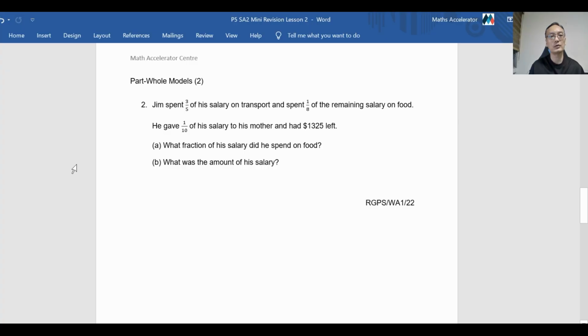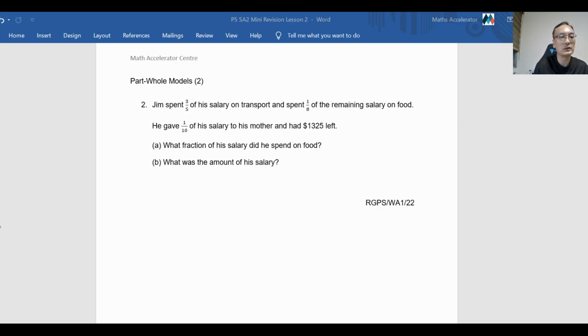This is question 2. Jim spent 3/5 of his salary on transport and spent 1/8 of the remaining salary on food. He gave 1/10 of his salary to his mother and had $1,325 left. What fraction of his salary did he spend on food, and what was the amount of his salary?